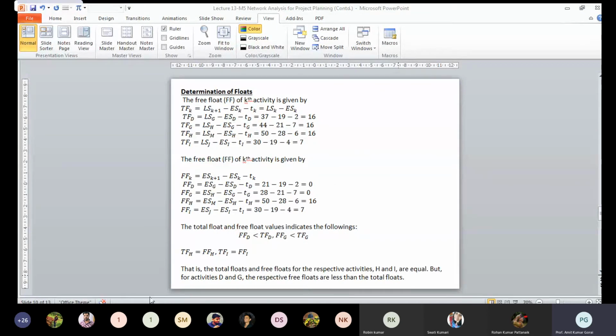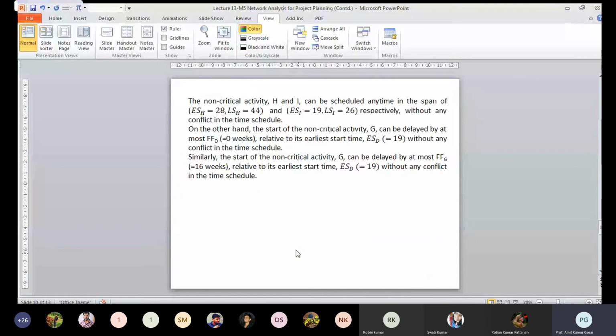If you see the statement written here, the total float and free float for activities H and I are equal, but for activities D and J, the respective free floats are less than the total floats. The non-critical activities H and I can be scheduled anytime in the span of 28 and 44. That means within this time, your delay of 16 weeks will be accommodated.